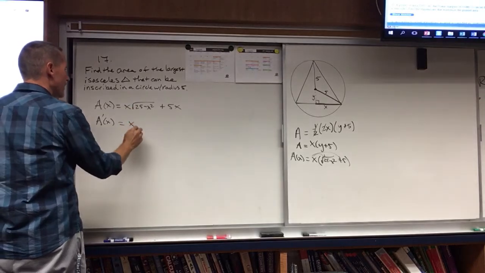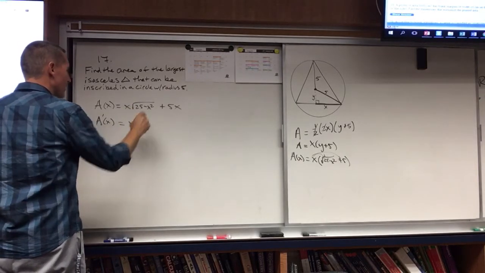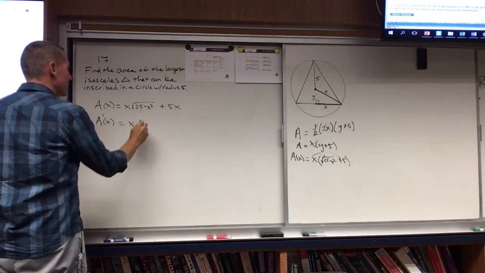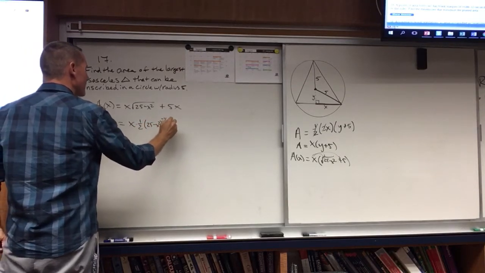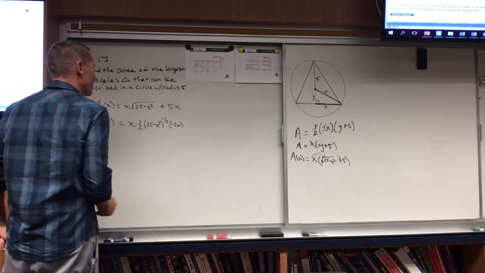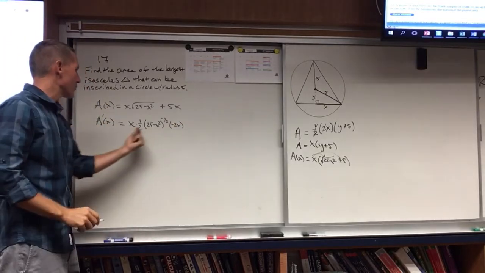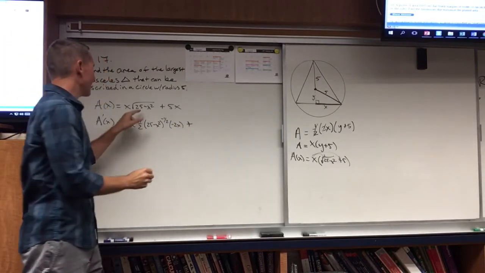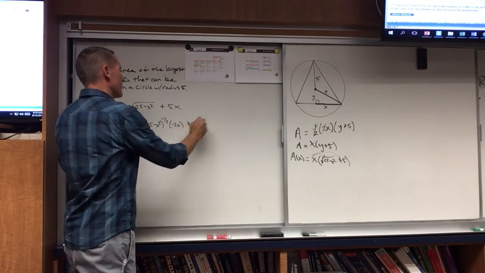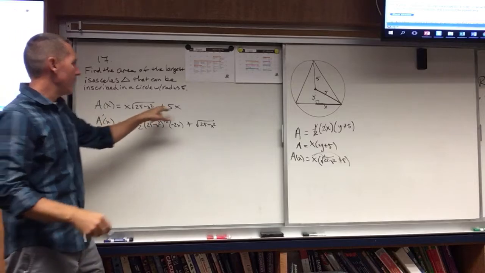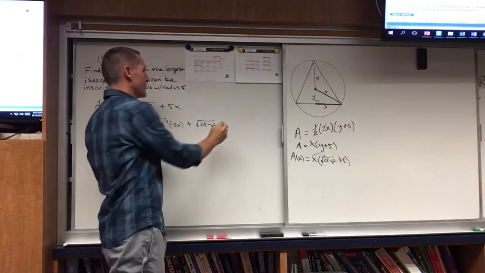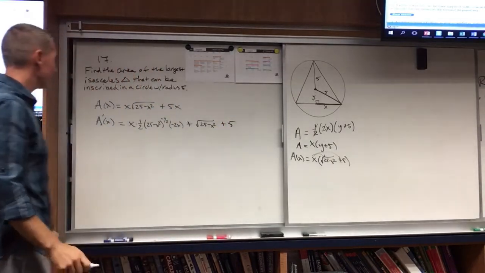Well, the derivative of this expression is going to be 1/2 times 25 minus x squared to the negative 1/2 times negative 2x. Right, so that's the first times the derivative of the second plus the second times the derivative of the first, right, times 1. And then just plus this guy's derivative, which is just going to be 5.